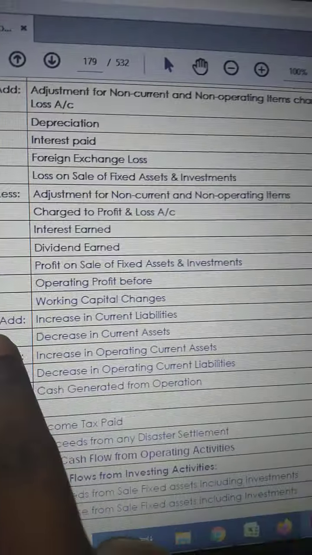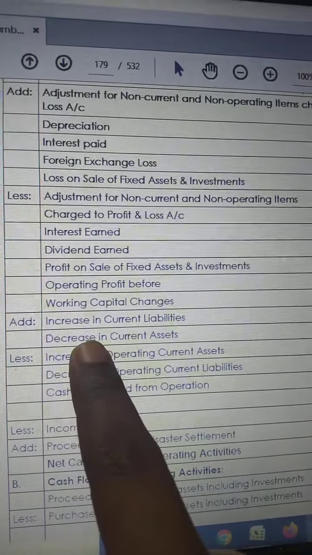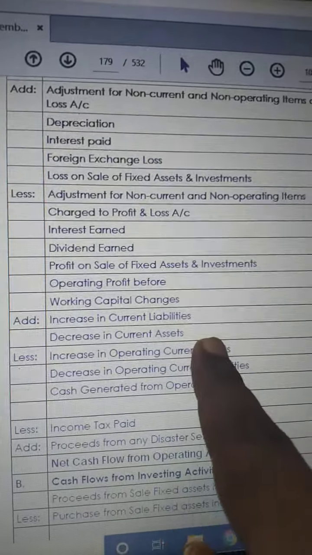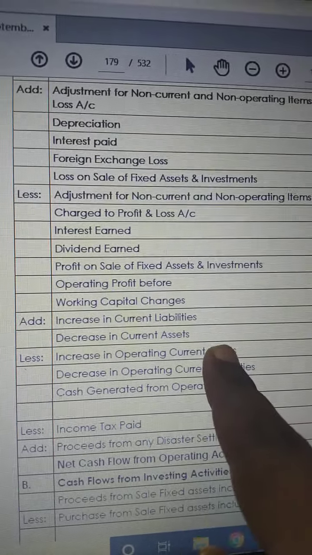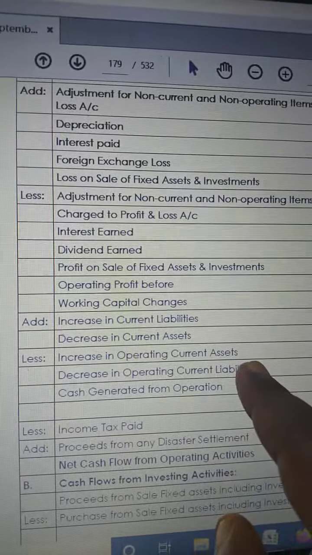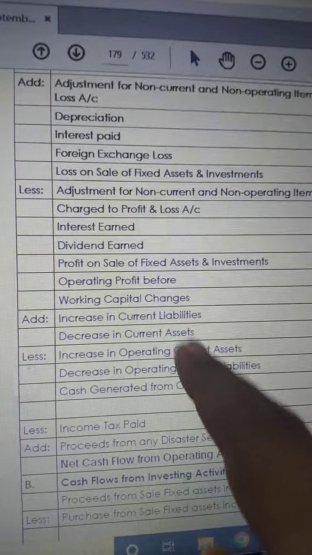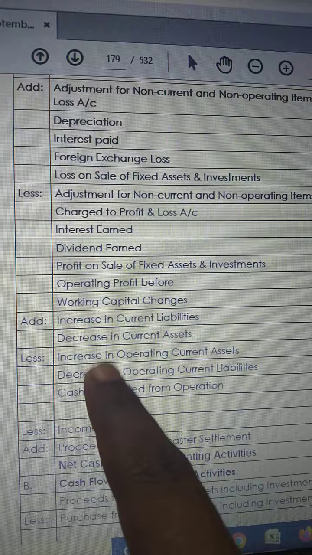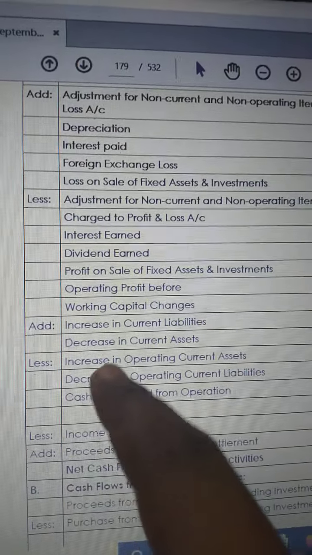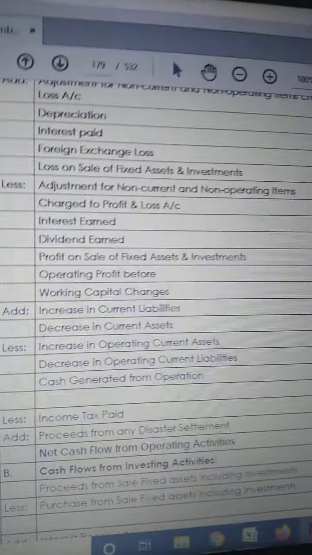100 rupees is decreased. Why am I adding this decrease? Previous year I had to collect 200 rupees from my debtors, but this year my closing balance is 100 only. Meaning out of 200, I collected 100 rupees during the year. I got 100 rupees in my hand now, collected from my customer. My cash is increased, my debtors decreased, so I am adding. Like this you have to think in a reverse way.